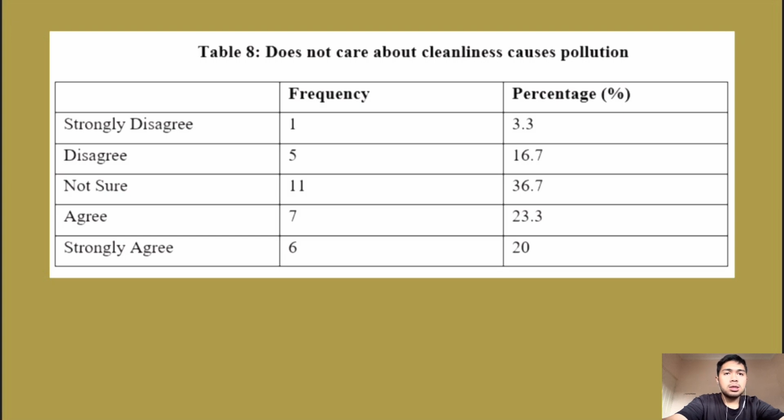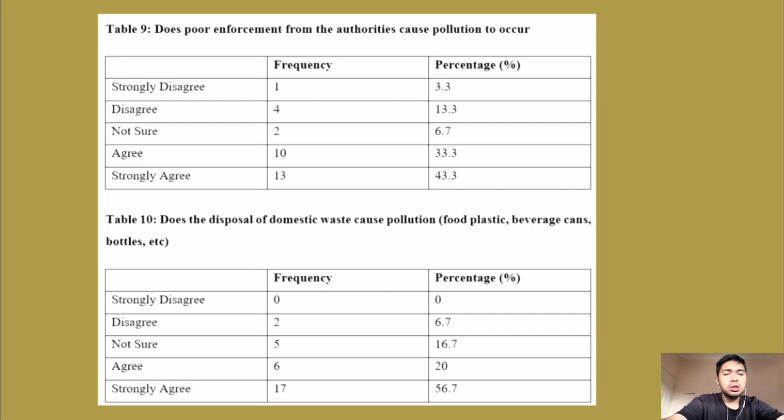Most respondents answered not sure, which is 11 respondents. Table 9 shows the question about whether weak enforcement from the authorities causes pollution. Most respondents answered strongly agree, which is 11 respondents. Many argue that the weakness of law enforcement is among the causes of irresponsible parties who dare to continue to commit offenses by dumping pollutants into rivers.